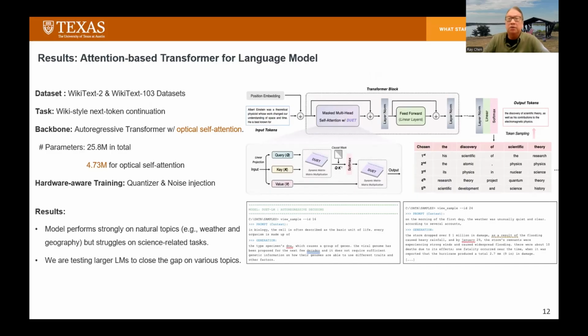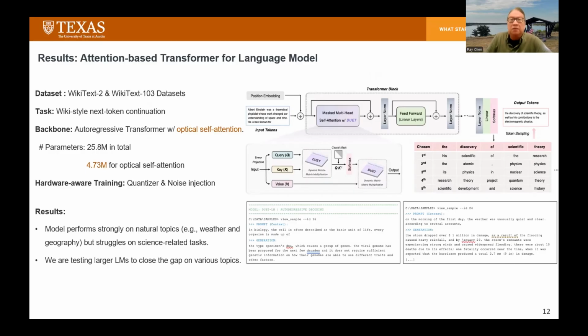This language model has about 25.7 million parameters in total. So it's not a large language model; you can define it as a small language model due to the matrix size, but it is showing the advantage of using optical computing. Around 4.7 million of these are in the optical self-attention part.